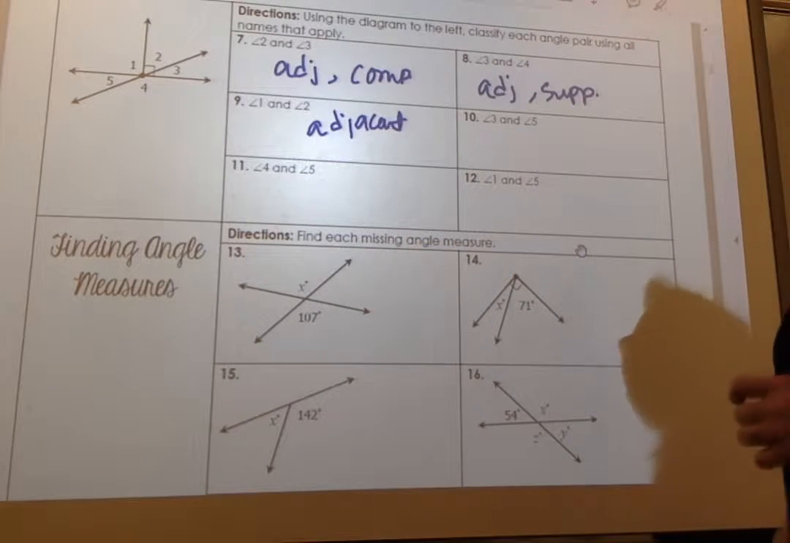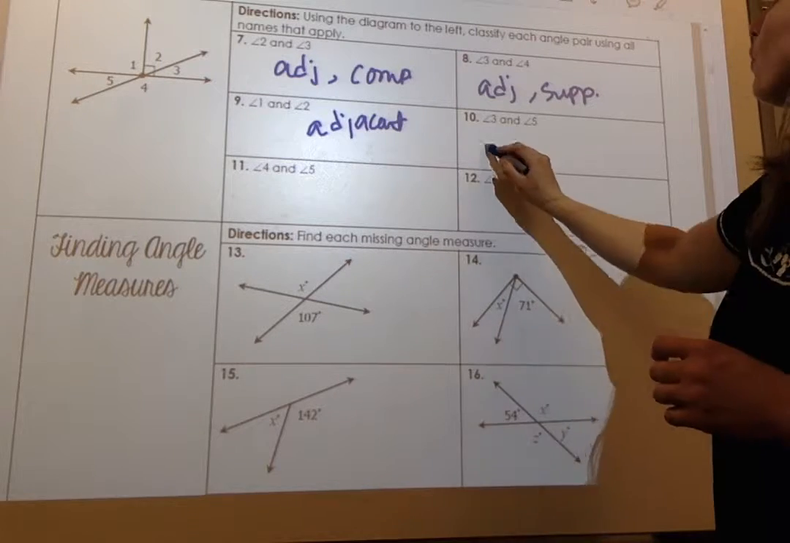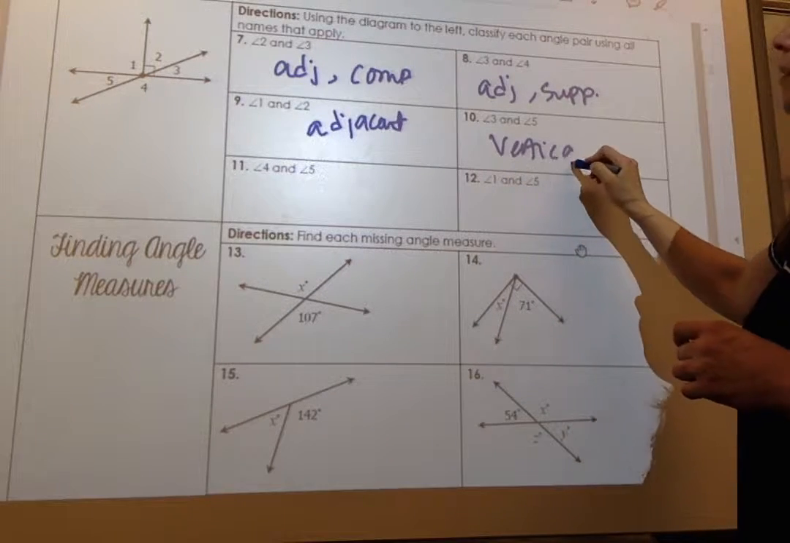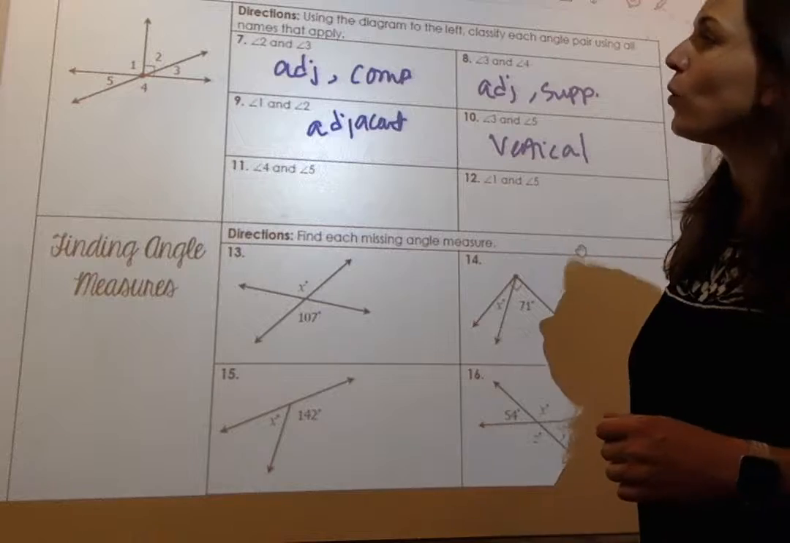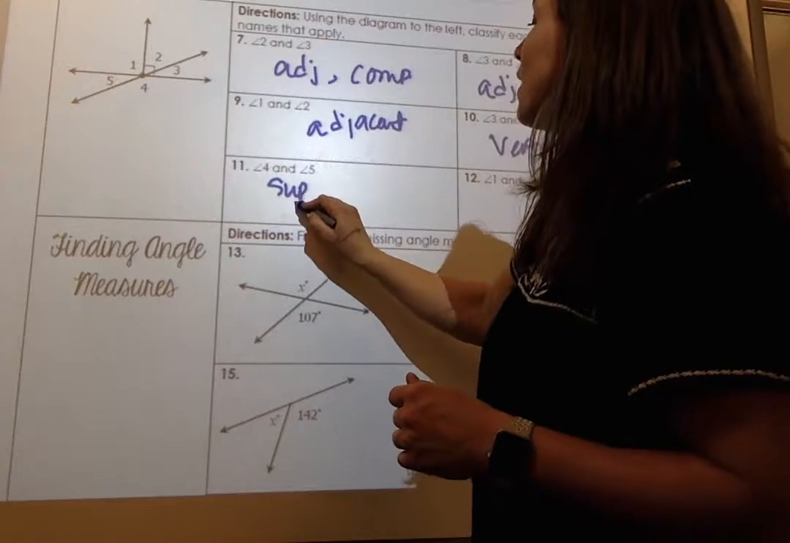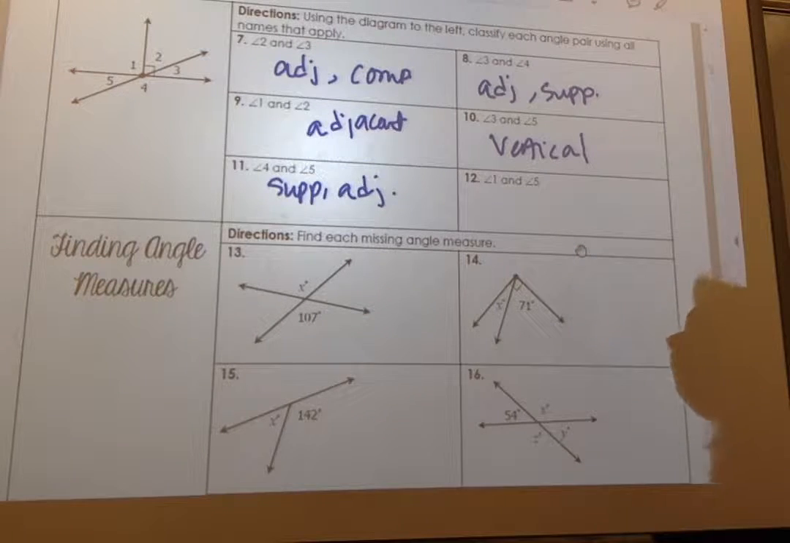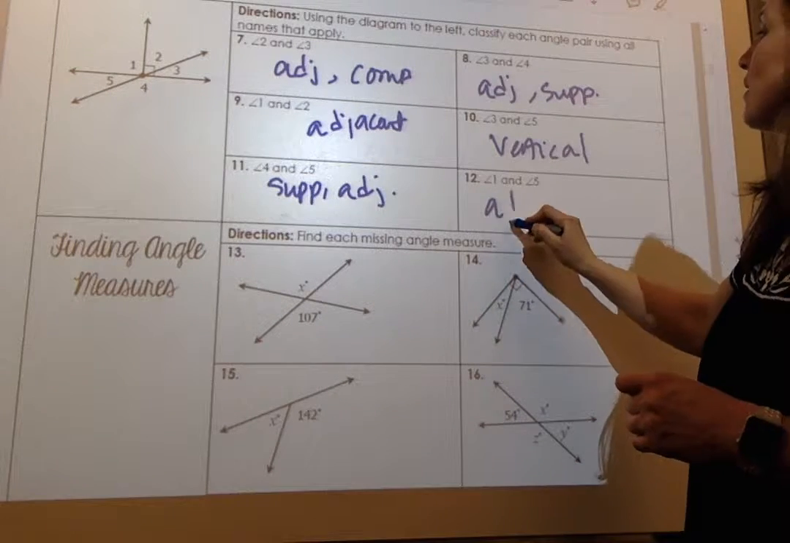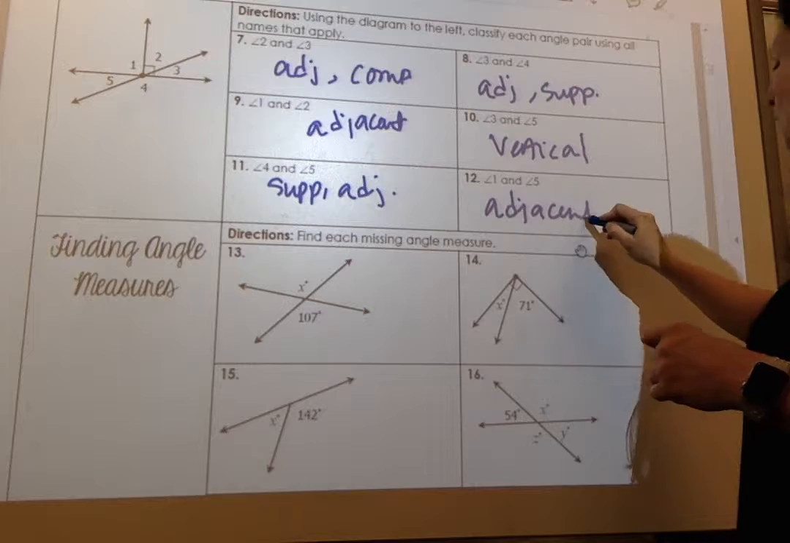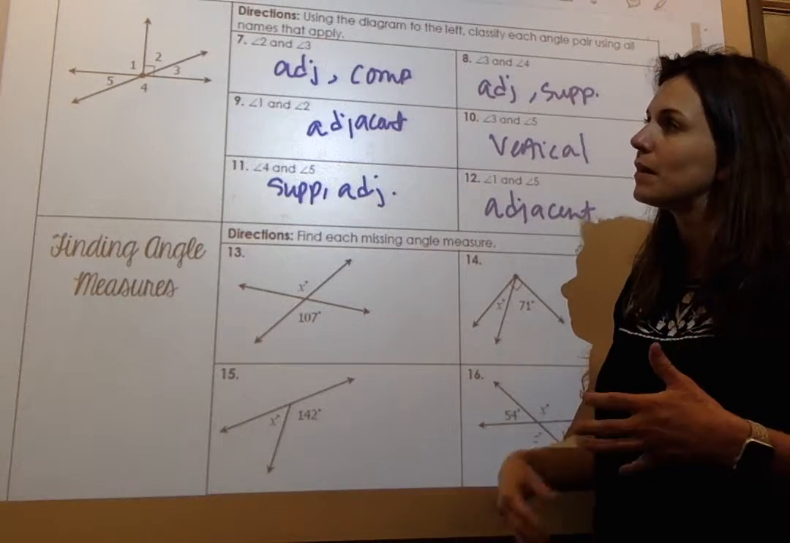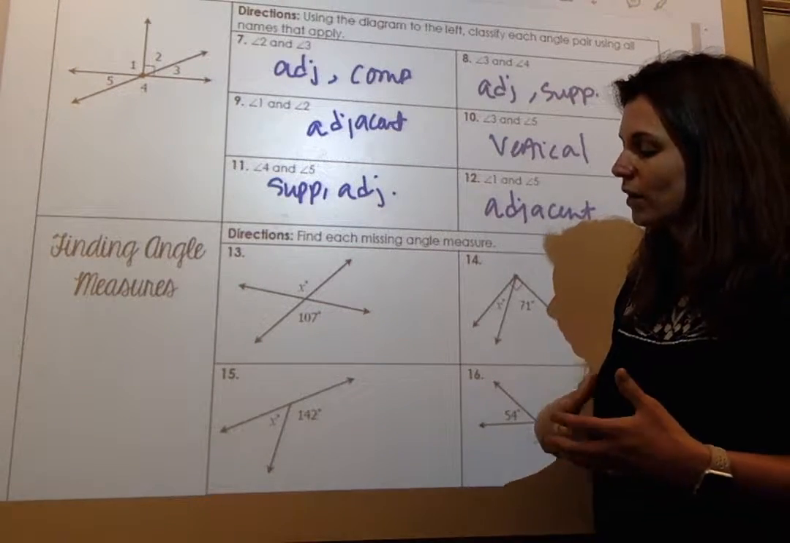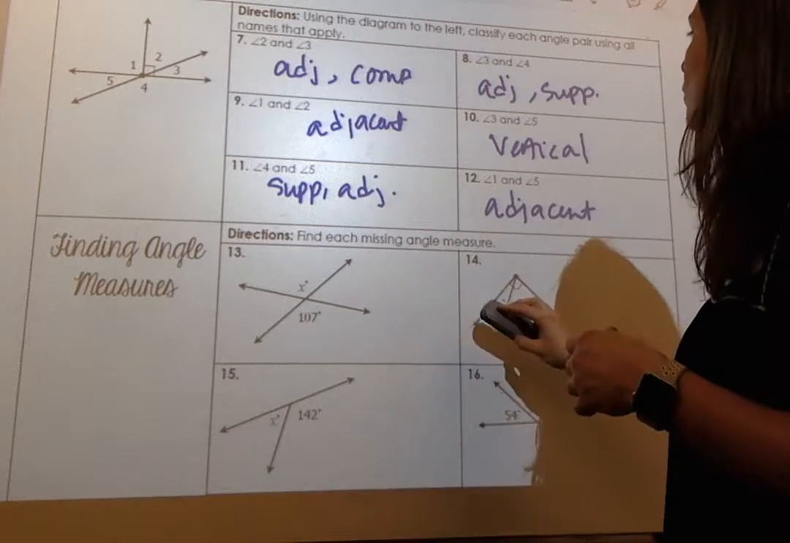Number 10, angles 3 and 5 are going to be vertical. Number 11, angles 4 and 5 are going to be supplementary and adjacent. Number 12, angles 1 and 5 are going to be adjacent. So that should help practice giving you ways to name those angles.